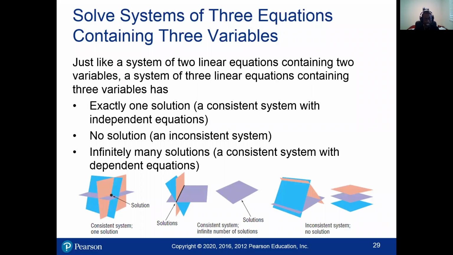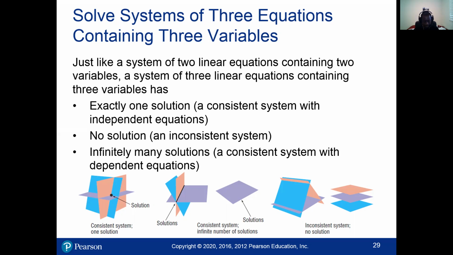Now, as we said earlier on, for a system of two equations, there are three possible outcomes that you can get. You can get exactly one solution, which means the system is consistent with independent equations. Or it has no solution, so it's inconsistent. Or it has infinitely many solutions, which means it is consistent with dependent equations.